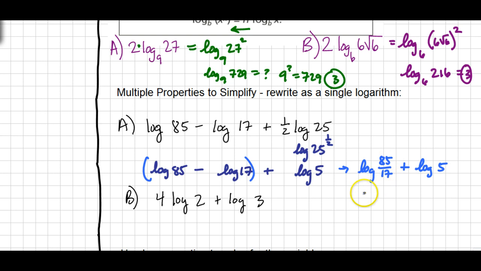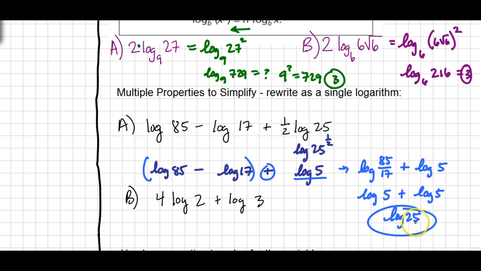So 85 divided by 17, I know that from before turned into a 5, and then this log of 5 is still there being added as well. Addition is going to turn into multiplication, so my final answer there is going to be log of 5 times 5, which is just log of 25. That's as far as we can go on this one. We wrote our answer as a single logarithm, which was our goal. Let's do one more there.